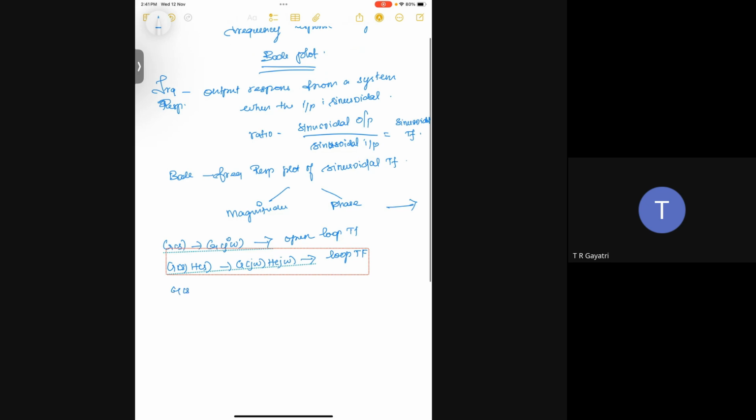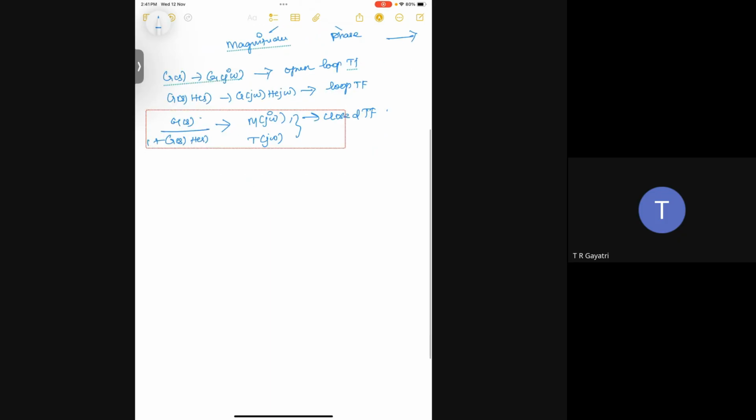If I write this, then it is a closed loop transfer function. We call it M of j omega, or sometimes T of j omega also. Both are closed loop transfer function representations in frequency domain analysis. This is just a shorthand notation that we are going to use hereafter. If it is only G, it is open loop; GH is the loop transfer function.